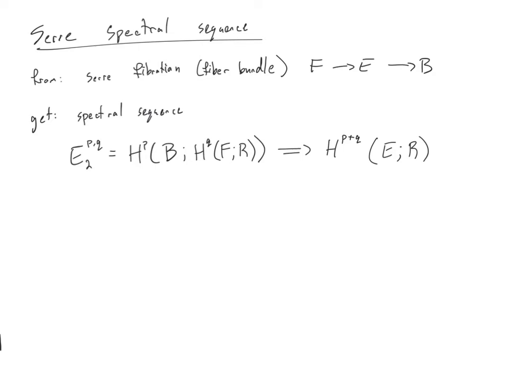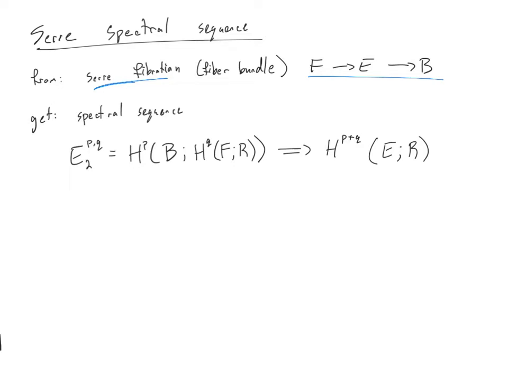So let's talk about the Serre spectral sequence to finish off the course. Here's a big picture idea. From a Serre fibration, which we can think of as a fiber bundle, we've got the data of this F to E to B sequence. We get a spectral sequence that goes from information from this thing on the left to this thing on the right.